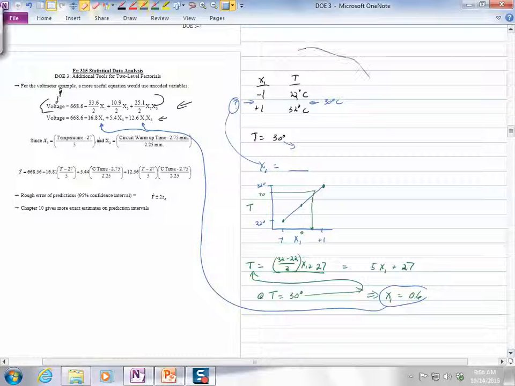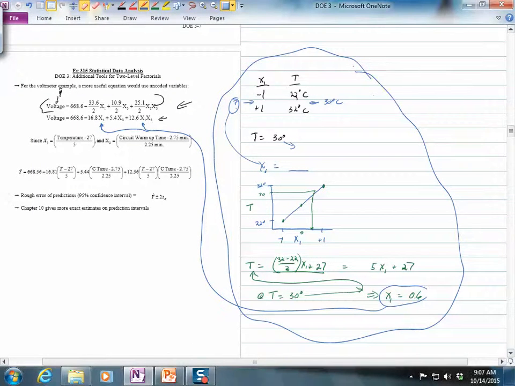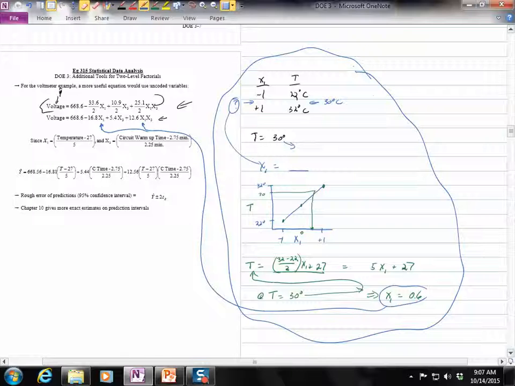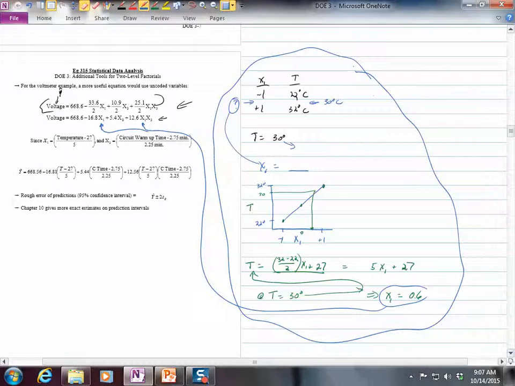So is there any noise in this right here? Who thinks there's noise in this? We're taking 22 degrees and we're coding it as -1. That's all we're doing, right? And we're taking 32 degrees and coding it as +1. There's no data associated with this. Does that make sense?